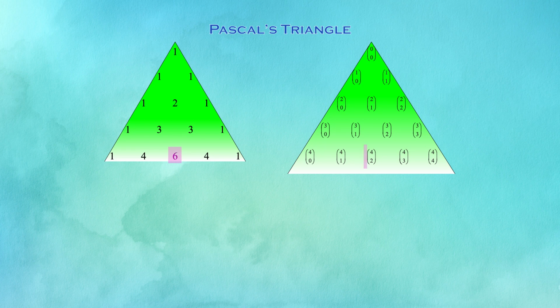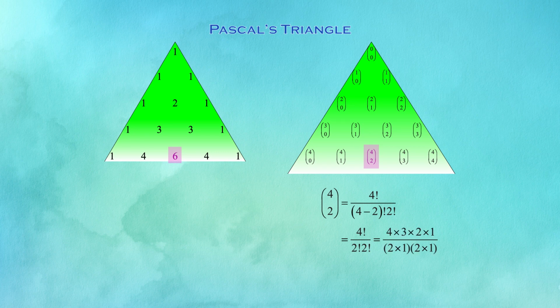The corresponding element is 4 choose 2. We'll have to use the formula to simplify this. 4 choose 2 equals 4 factorial over (4 minus 2) factorial times 2 factorial, which is equal to 4 factorial over 2 factorial times 2 factorial.